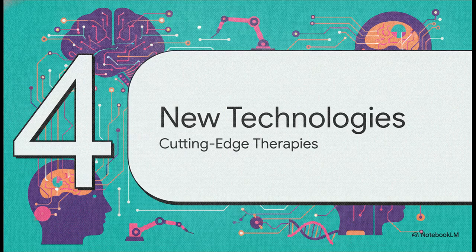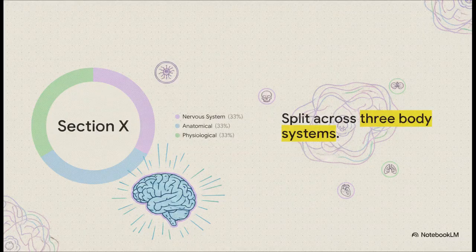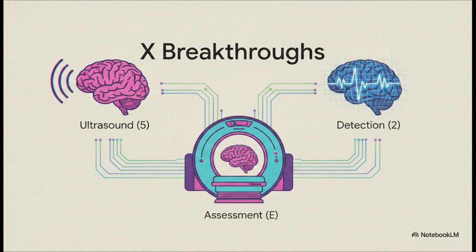And finally, we've made it to section 4, new technology and therapies. The absolute bleeding edge of neurological treatments lives right here in section X. And the crucial point to remember is that section X doesn't just stick to one body system. Brain procedures here are actually split across 3 different body system values. You've got the nervous system at 0, anatomical regions at W, and physiological systems at X. You really have to pay close attention to the specific technology being used so you know exactly which system to select. To give you an idea of how granular these breakthroughs get, here are a few examples.